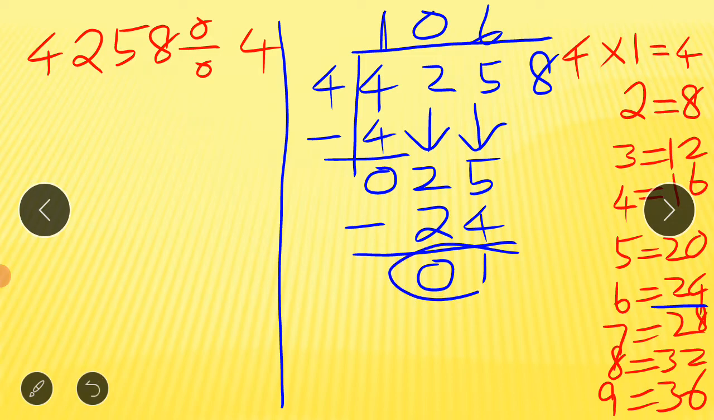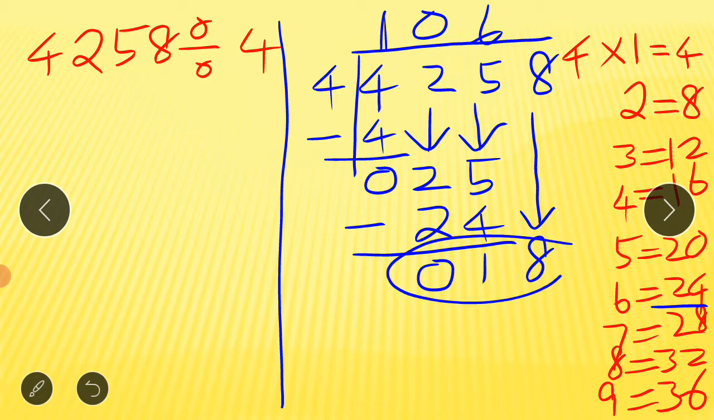So this is called the remainder. After every subtraction we get a remainder. The remainder should be smaller than the divisor. So 1 is smaller than 4. Okay, we are doing correctly. So the next step, bring down the next digit, which is 8.